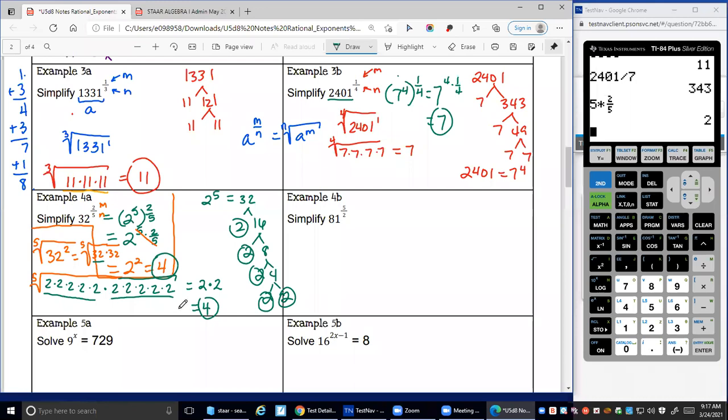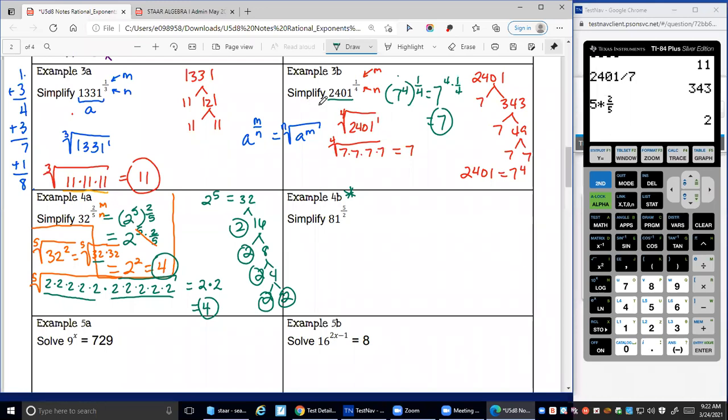Just out of curiosity, which method do you like better? Just multiplying the exponents or putting it all into the radicals? Me too. I like that better too. I like the simple one. So choose whatever method you like and go ahead and do 4B, please.